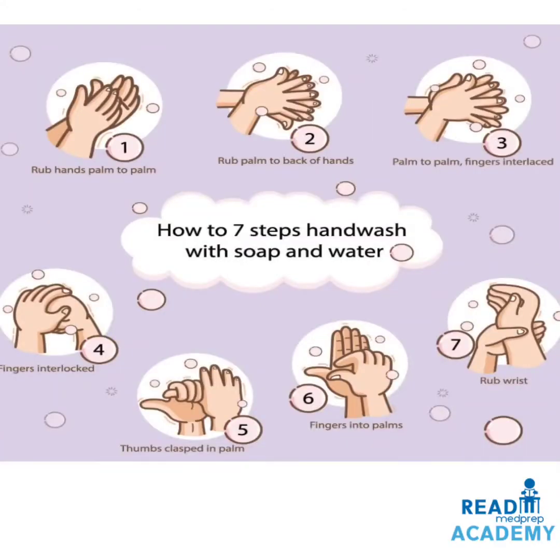Here we can see the 7 steps of how to wash your hands with soap and water. Number 1, rub the hands palm to palm. Then rub the palm and the back of the hands. Then palm to palm with the fingers interlaced. Number 4, fingers are interlocked and washed. Then thumbs should be clasped in the palm. Fingers into the palms have to be cleaned. Then rub the wrist. These are the 7 steps of washing your hands with soap and water.